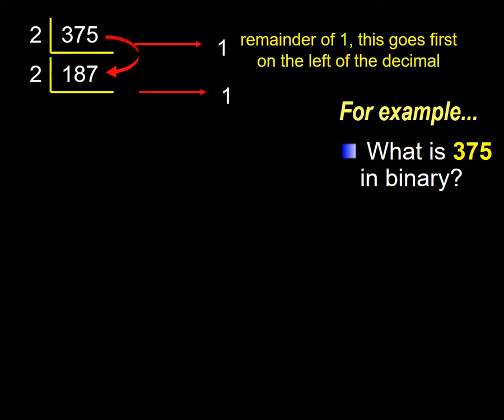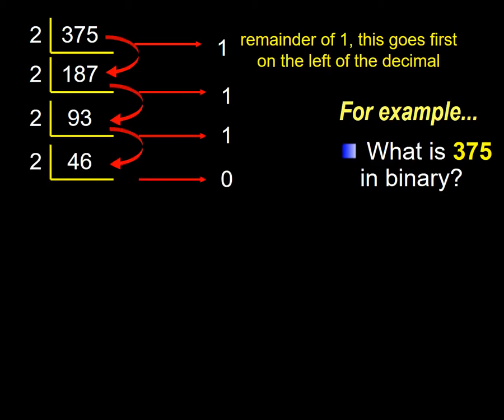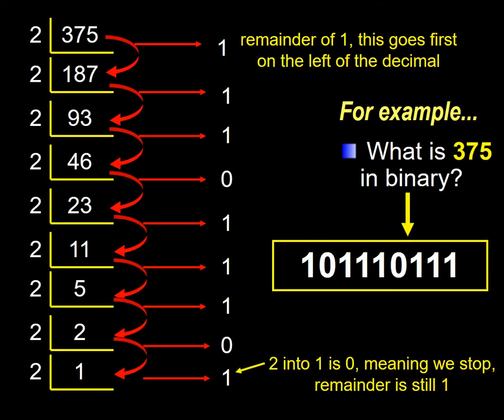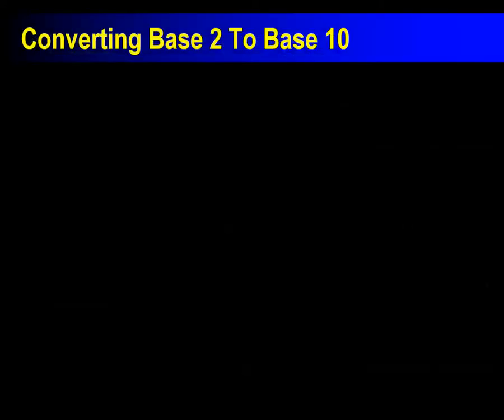The answer was 187. 187 divided by 2 is 93, remainder 1. 93 divided by 2, 46, remainder 1. 46 divided by 2 is 23, remainder 0, etc. It could go all the way down. When I finally reach a point where a 0 appears here, I stop. The sequence of 1s and 0s formulates the binary number.